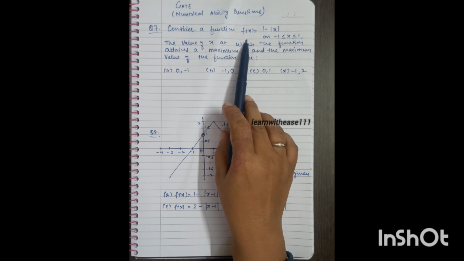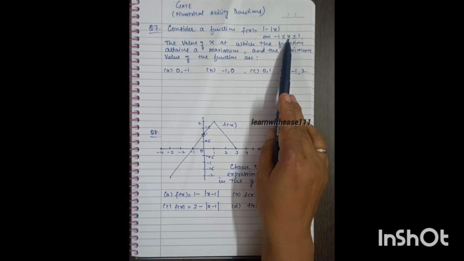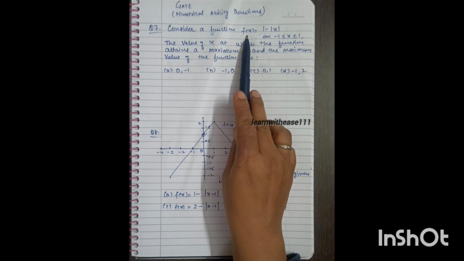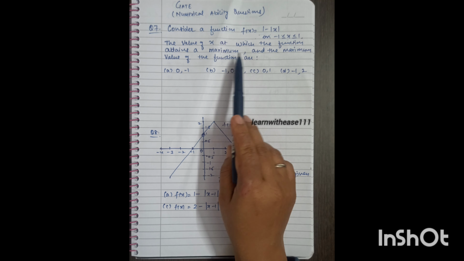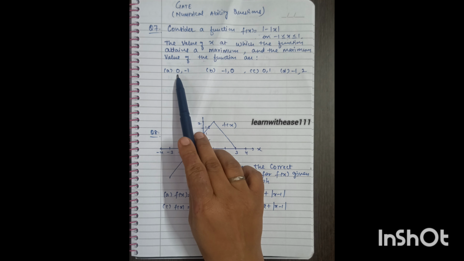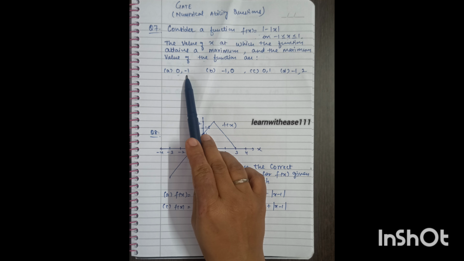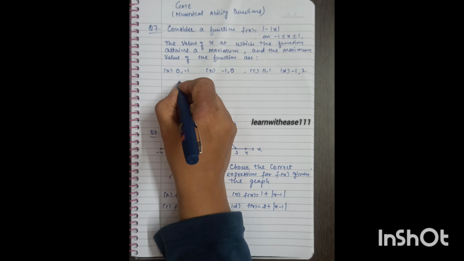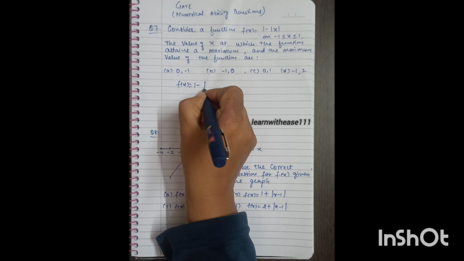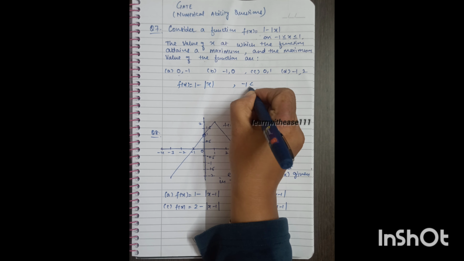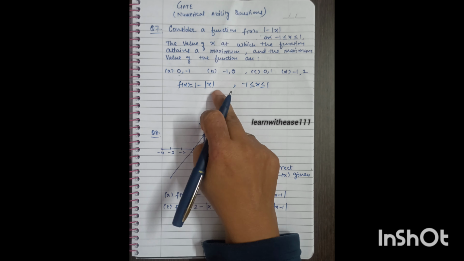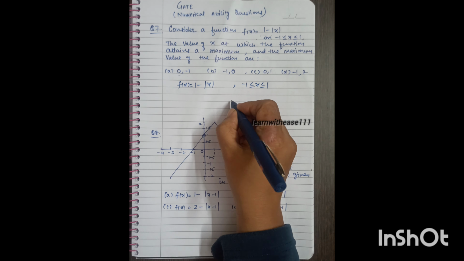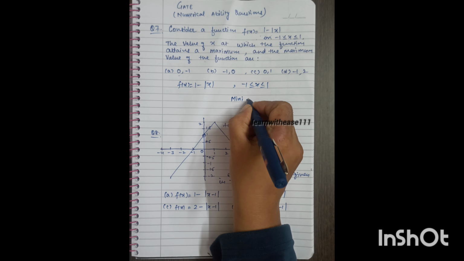So next question is: from the function f(x) = 1 − |x| on the interval −1 to 1, we need to find the value of x for which the function is maximum and also the maximum value of the function. So for f(x) to be maximum, |x| should be minimum because it is being subtracted. So if we want the maximum value of f, we need the minimum value of |x| to be subtracted from 1.